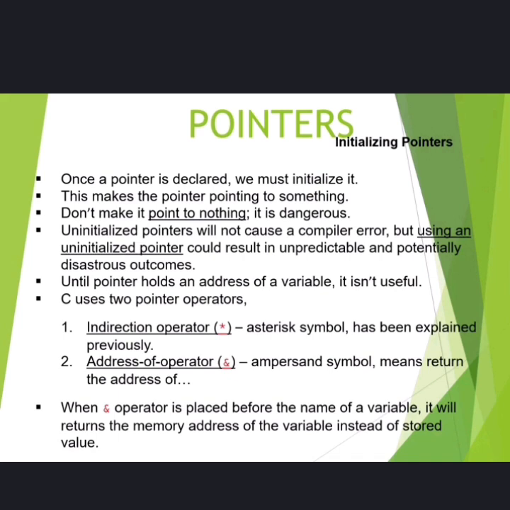C uses two pointer operators. The indirection operator, the asterisk symbol, has been explained previously. The address-of operator, the ampersand symbol, means return the address of. When the ampersand operator is placed before the name of a variable, it will return the memory address of the variable instead of the stored data.